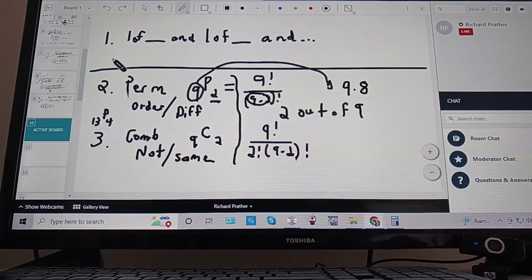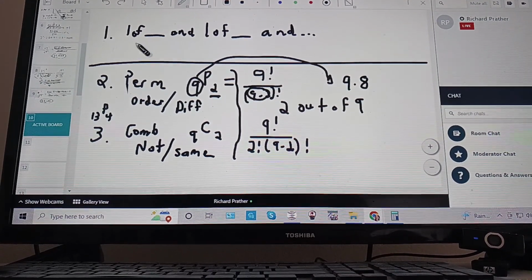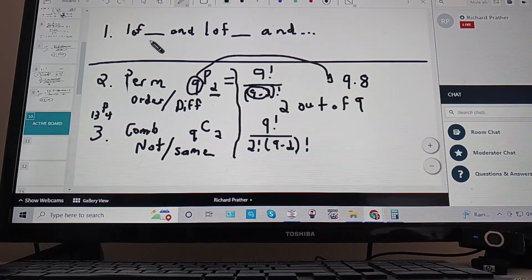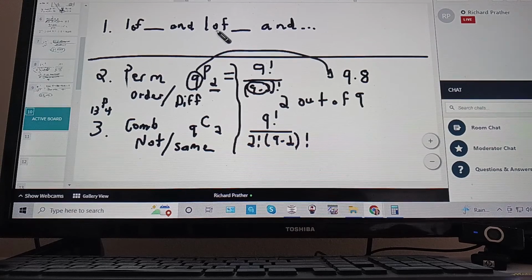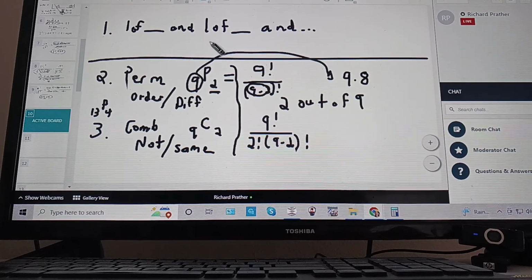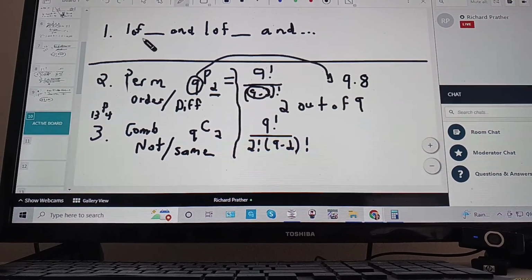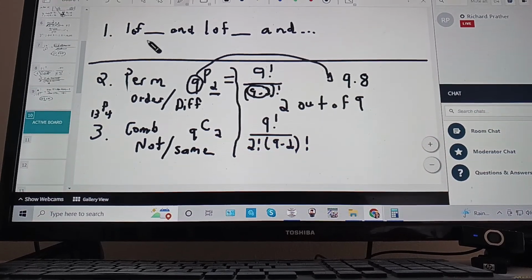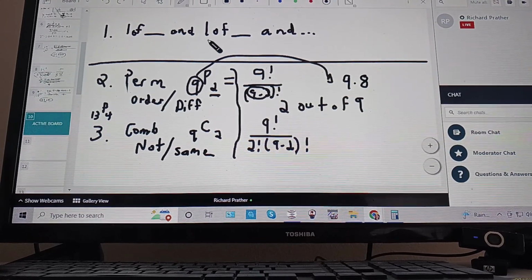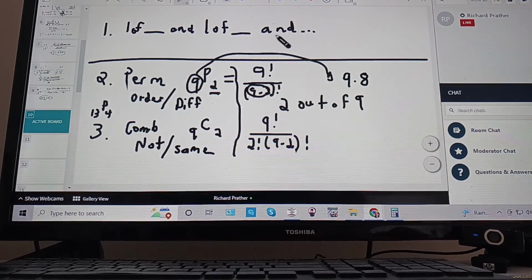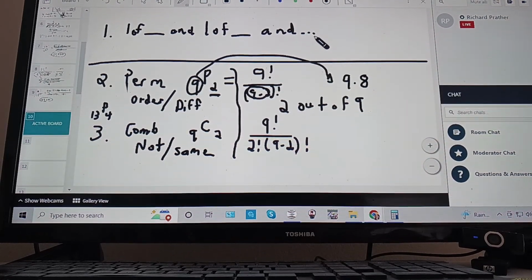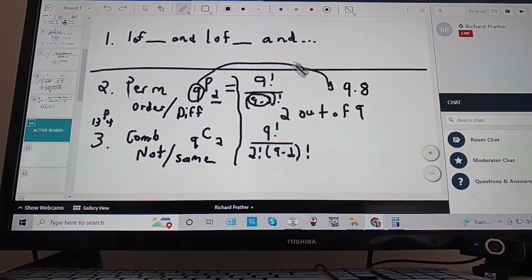Again, last section we had one of these, one of these, one of those over and over again. So you have a series of picking, I need one of these items, I need one of those, I need one of these. That's the easiest kind there is. You just multiply all the numbers together. Like 1 of 5 pastas at Olive Garden, 1 of 6 sauces, and 1 of 7 toppings. 5 times 6 times 7.